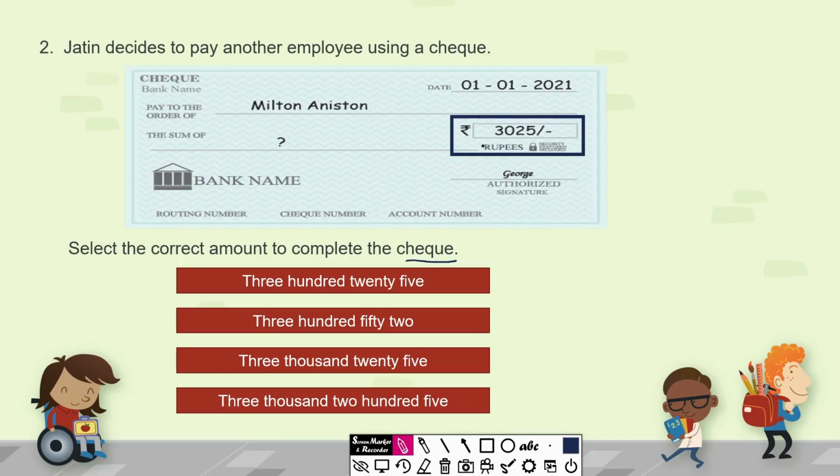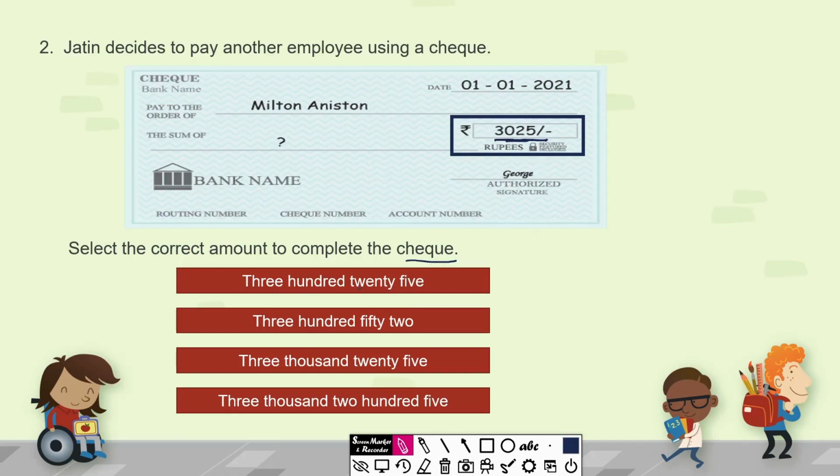See, what number is at ones place? 5. At tens place? 2. At hundreds place? 0. And at thousands place it is 3. So, this number is 3,025. Understood? Now select the correct amount in words.